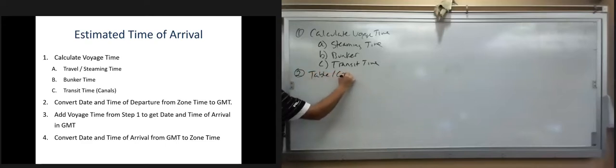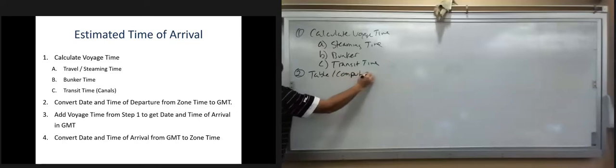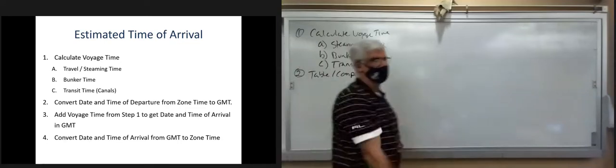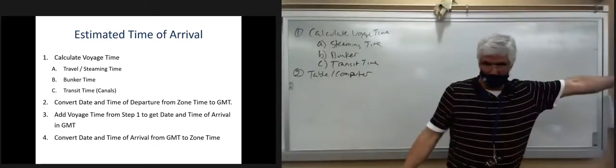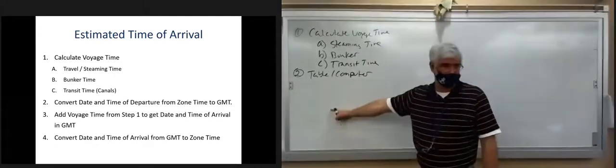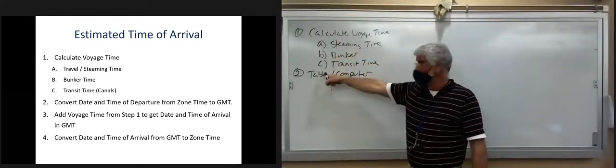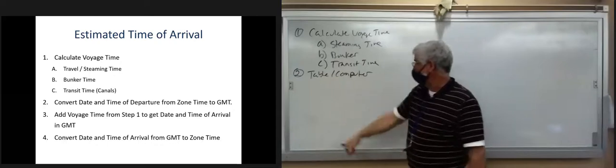a computer, as it were. Okay, we're going to set up a table. We're going to set up a computer. Actually, I'm going to change the numbering on this thing. So it's numbered up like this, but I just decided I'm going to change it. It's a two-step problem. First, we're going to calculate the voyage. We've got to do all this. Then we're going to do our table computer.